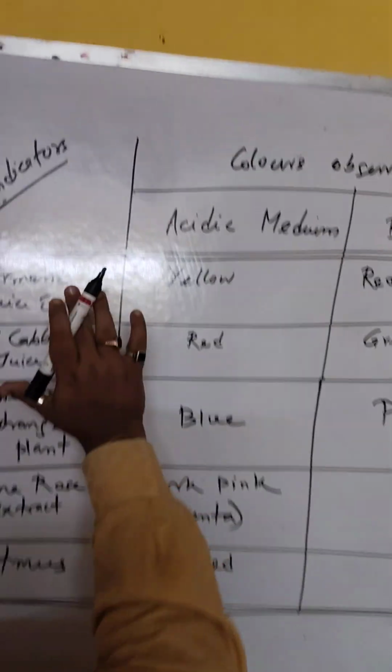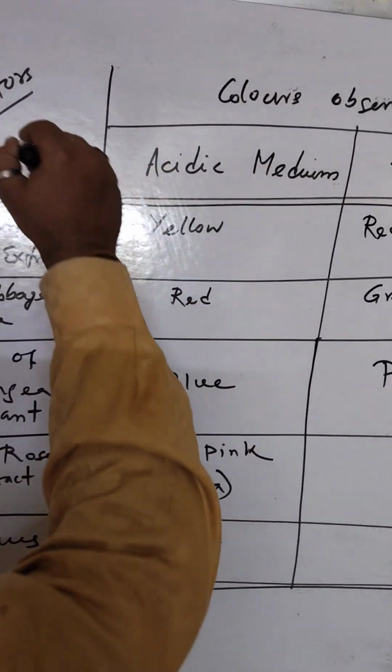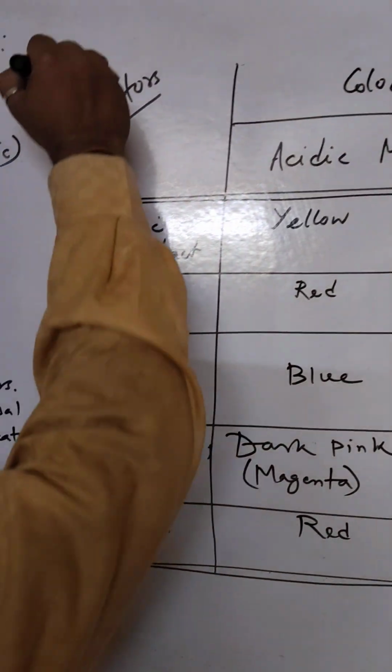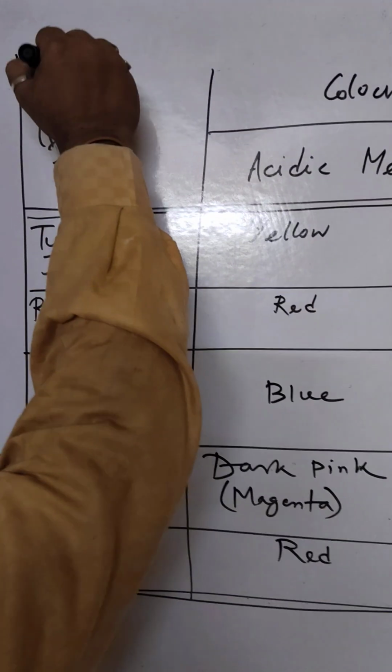Now coming to some of the examples, I have already made a chart work so that the work becomes very easy to demonstrate. Now these are the natural indicators.